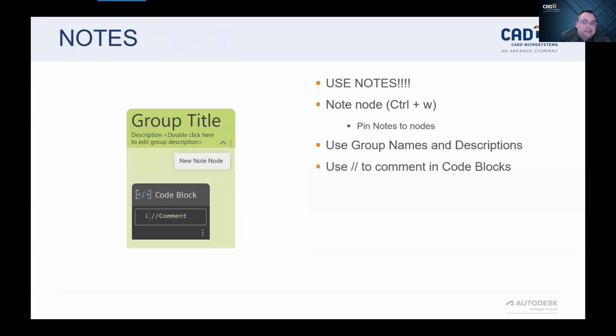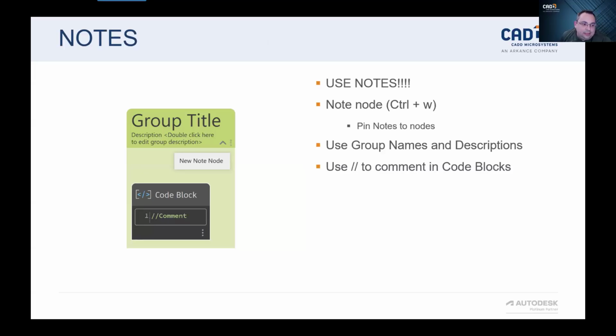Notes, use them, please, please, please. They give us lots of different ways to create notes. You have group titles, we've had those for years. We've had what I like to call a note node, because just note doesn't seem to make sense. That's the Control W. They added the ability to pin those to a node so that when you move the node, the note moves with it, which is great. And they also added the ability to add a description to your group, so you can have a short title and then a long description of what in the world's going on.